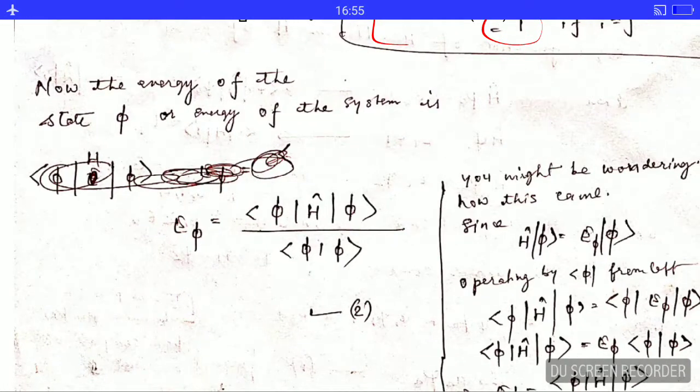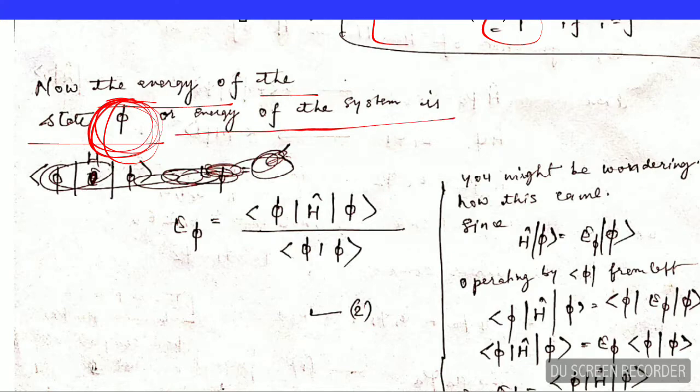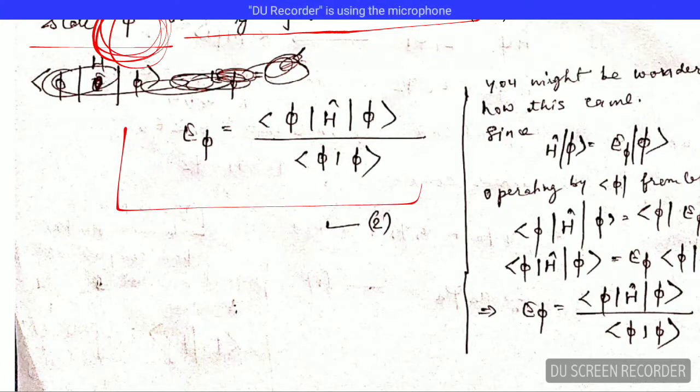Let's proceed further. Now, the energy of the state phi. We already know that phi is the linear combination of psi. So the energy of the state phi, or the energy of the system, is written in this form in quantum mechanics. So this is the energy of the state phi.